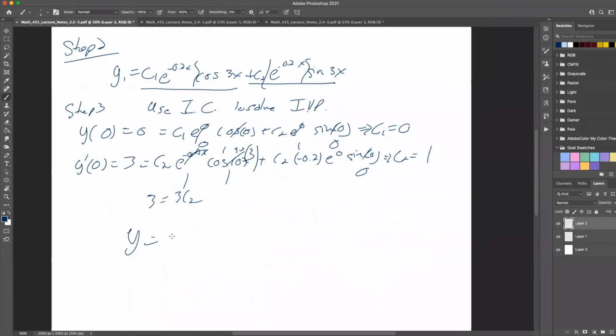y is equal to e to the minus 0.2x sine of 3x. And if we graph that, it looks something like this. And this will be important later.